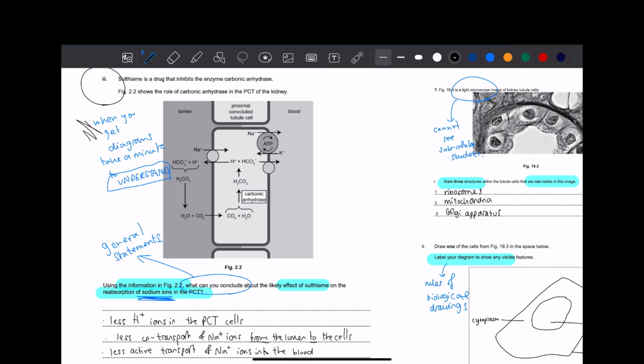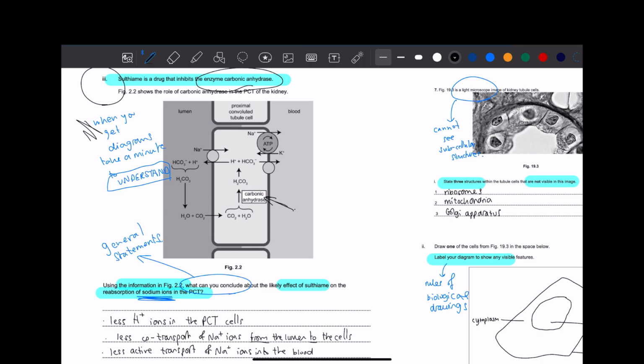Right, now I would suggest to read the information above, because if you don't read it, then you wouldn't have known that it's a drug. And the main part of this whole question is the fact that this drug inhibits carbonic anhydrase. Now, think to yourself, what is carbonic anhydrase? Other than the fact that it's an enzyme, obviously, but when is it used? You can see it in the diagram over here.